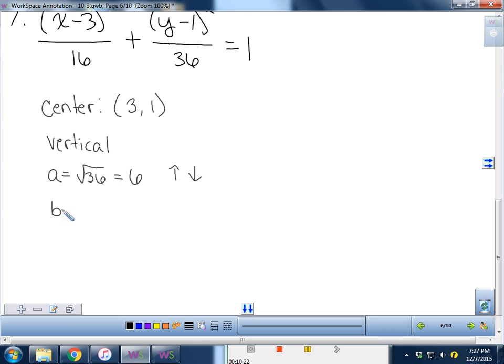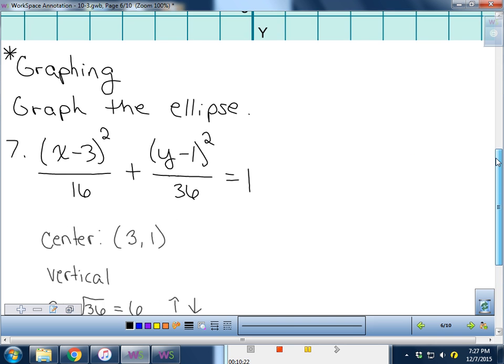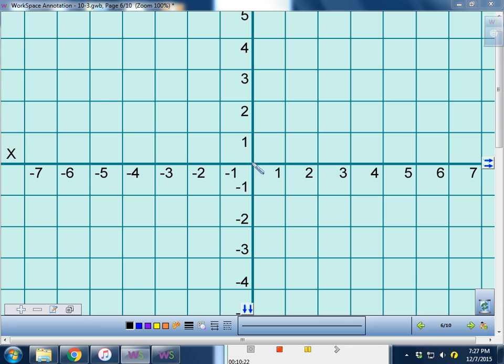B is the square root of 16, which is 4. Since it's under the x, that means we move left 4 and right 4. So you'll start with your center at 3, 1. And I know I've numbered these, but I'm actually going to count by 2's. Okay? So this would be 2, halfway would be 3, and then I'm going to go up to 1, which is like halfway. I just don't have room on mine.